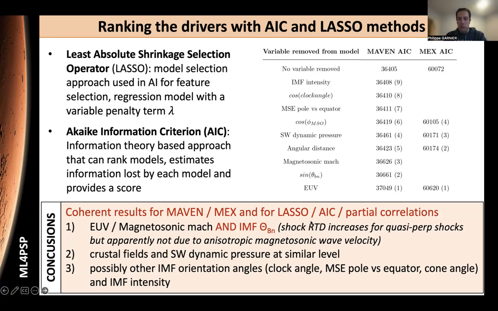And I will not enter into details, but it seems that it's not that obvious that the classic explanation given at Earth or Venus is appropriate at Mars, since the anisotropy of the magnetosonic wave velocity, this velocity depends on the theta BN angle, does not appear as very influent in this case. And then we have other parameters significant, crustal field, solar wind dynamic pressure, but also possibly other IMF orientation angles that are significant or not, it depends, and it's more complex to give conclusive interpretations, I think, on the IMF parameters.